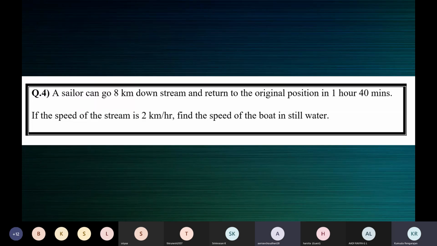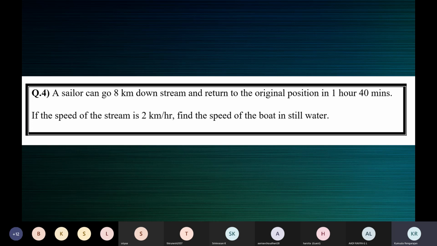Yeah, same distance. So if the sailor covers 8 kilometers downstream and returns to the original position, he goes in the direction of the flowing water, covers 8 kilometers and returns to the original position. So he comes back. First he rows the boat in the direction of the flowing water, downstream, no?